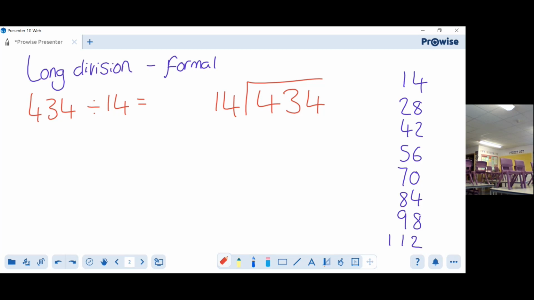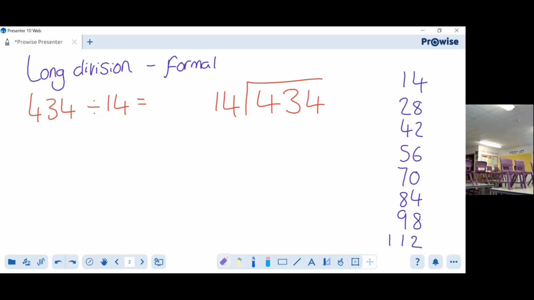Let's go. The first thing we need to do is look at this number here. Can we take away 14 from 4? No, because otherwise we go down into minus numbers. So we look at both of these numbers, and at how many lots of 14 we can take away from 43. The most important part is that we try to find the highest possible multiple to take away. We could take 14 away, but that's not the highest multiple that would go into 43.